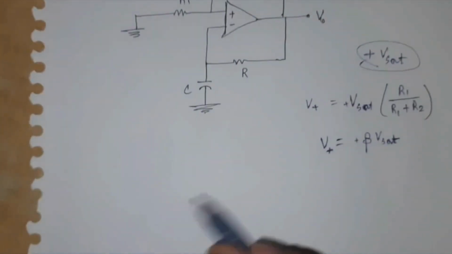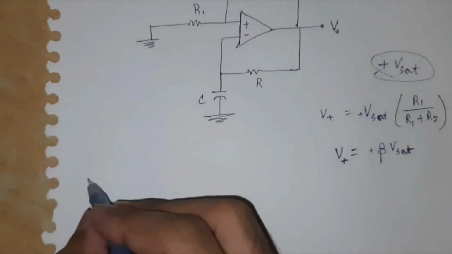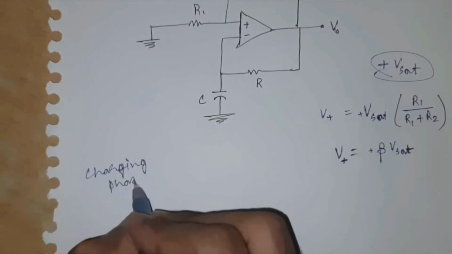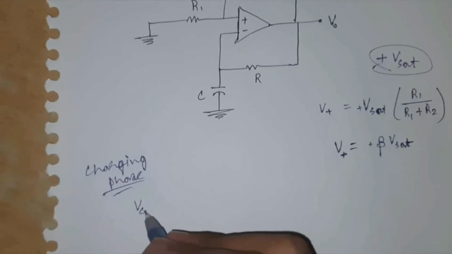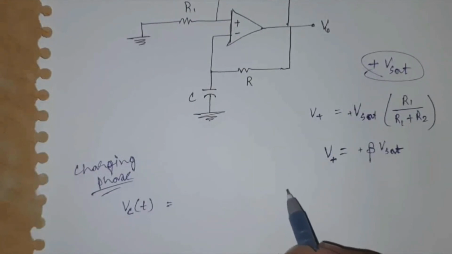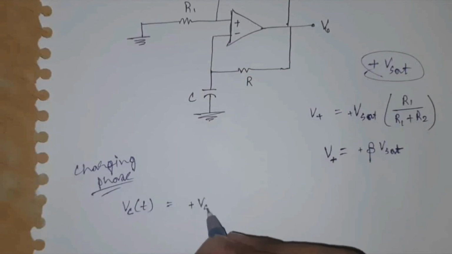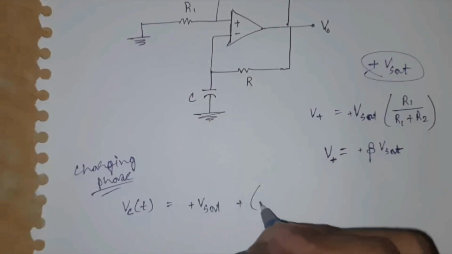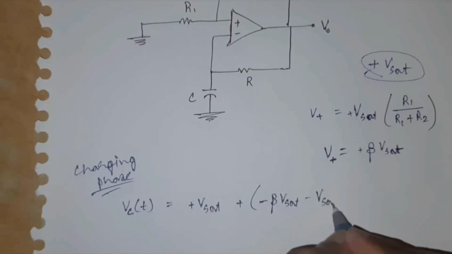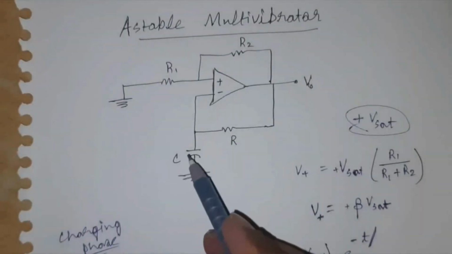Now discussing the charging of this capacitor C, and then later on the discharging. So, charging phase, the mathematical analysis can be given as, let us denote that voltage by VC(t) is equal to final plus initial minus final e to the power minus t by time constant. So plus Vsat plus initial minus beta Vsat minus Vsat e to the power minus t by time constant RC.